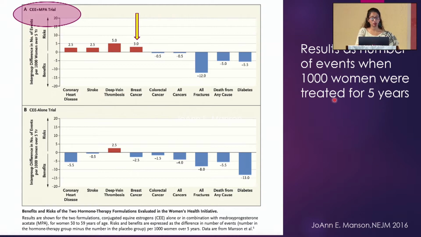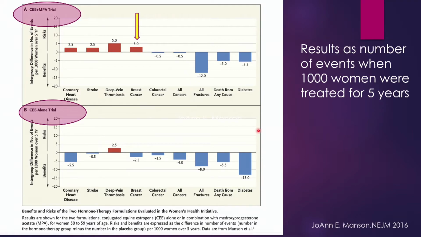And in that time, you will be preventing 12 fractures. You will be preventing 5 deaths. And you will be preventing 5 diabetes. But if you look at the estrogen alone now, the benefits outweigh the risk by far, by a large number.